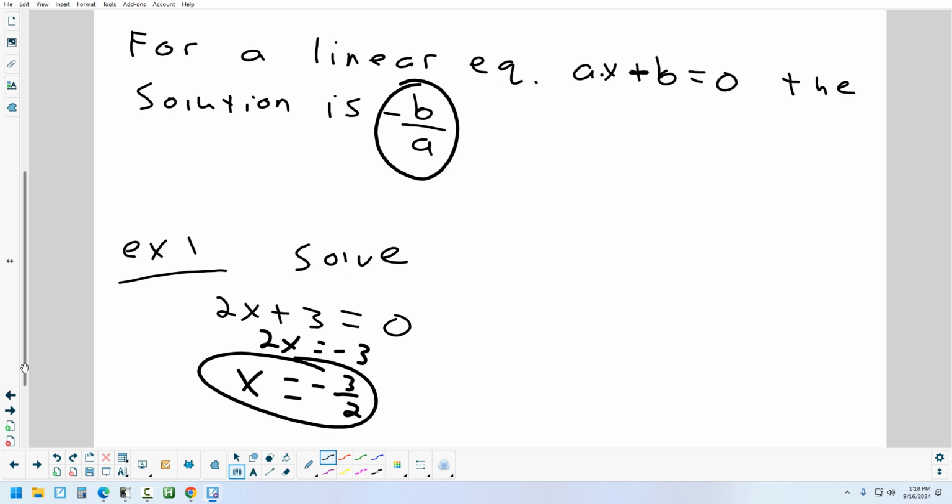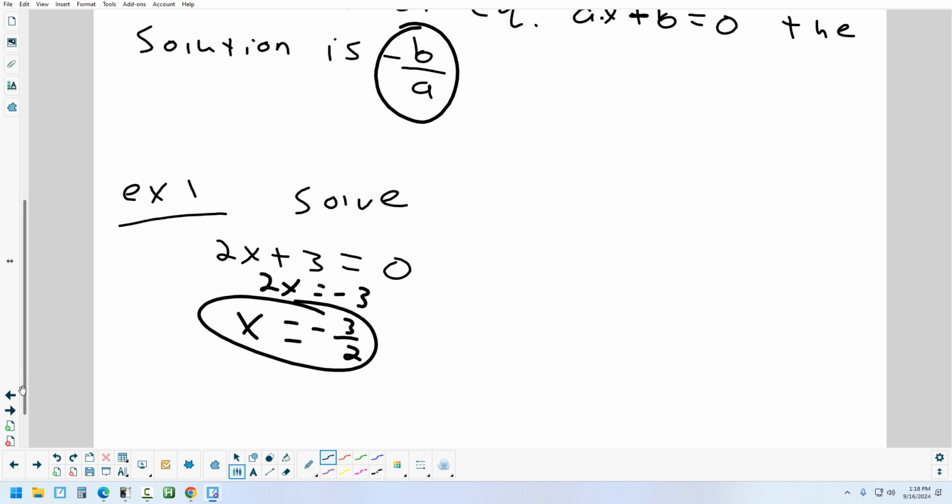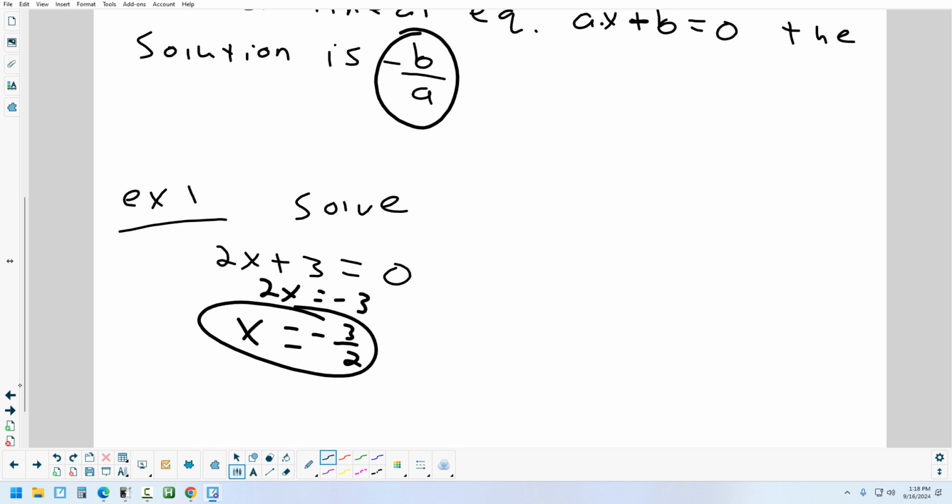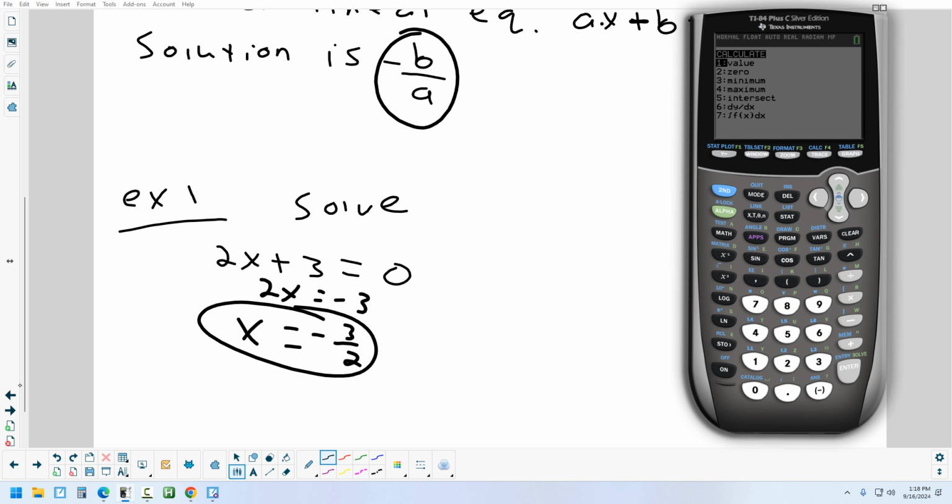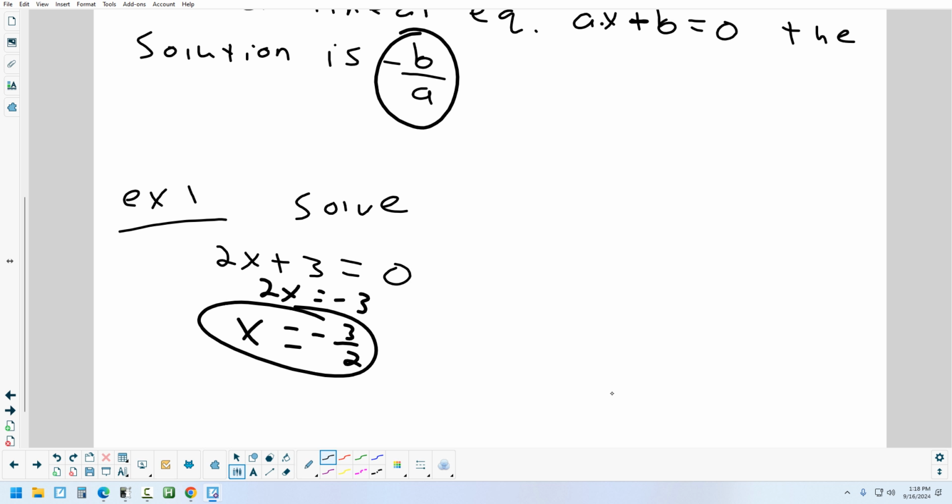Could you just put it into the calculator and do the thing we just did? I could, yep. I did that and it gave me a different answer. Oh, negative 1.5, that's the same. The calculator will always give you the decimal. Would you accept either, even if we did it on the calculator instead? Yeah, it didn't say how to do this one, so you could solve it either way. Sometimes it might say solve algebraically, and then you'd have to show your steps.